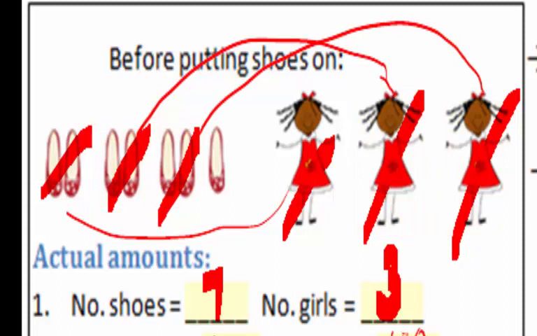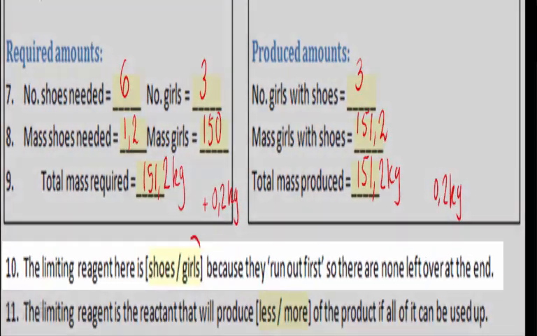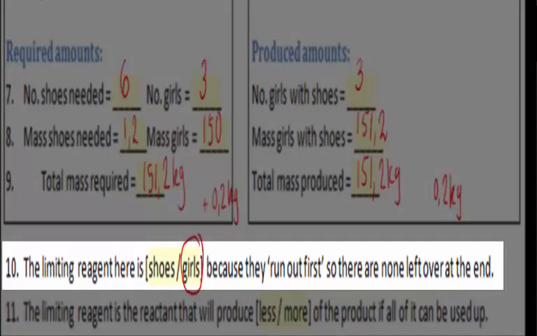Which one ran out first, girls or shoes? You can see girls, because there were still some shoes left over, but no more girls to come and choose them. So the girls are the limiting reagent in this example.